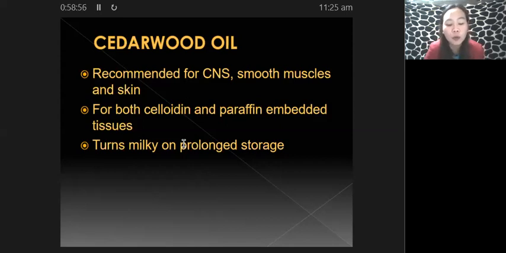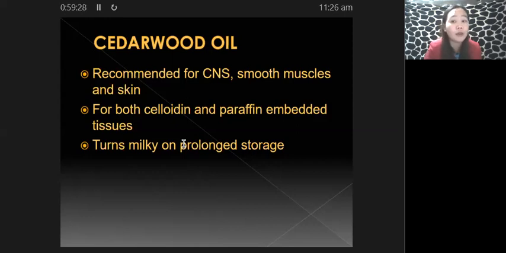So your cedarwood oil is utilized for both celloidine and paraffin embedded tissues, or celloidine and paraffin processing. Okay. Problems associated with the use of your cedarwood oil is that, number one, it turns milky on prolonged storage. Okay? So it turns milky on prolonged storage.